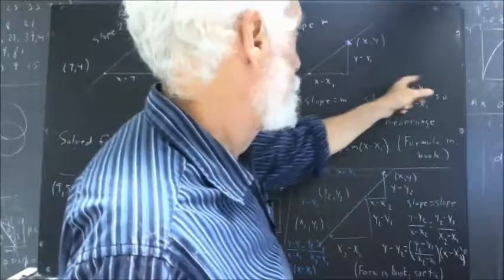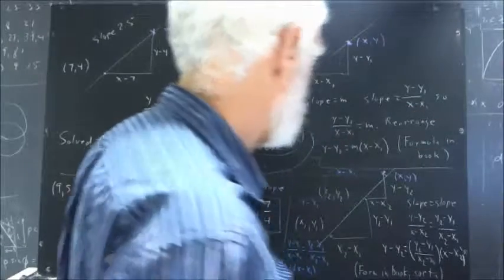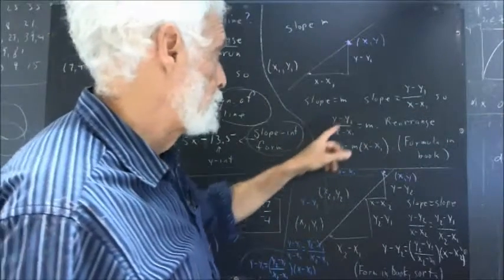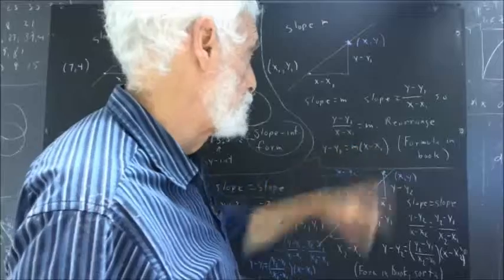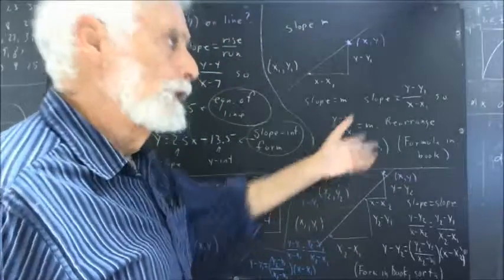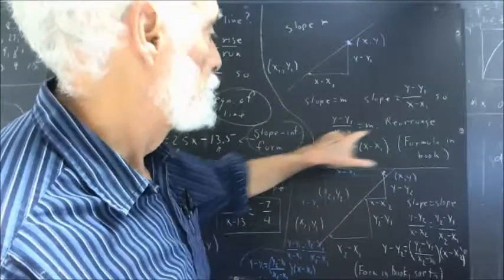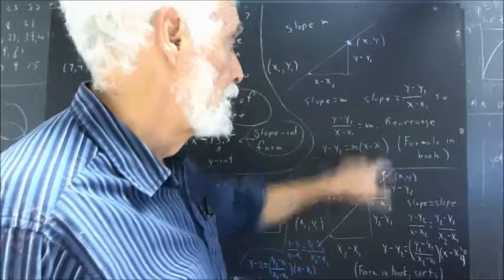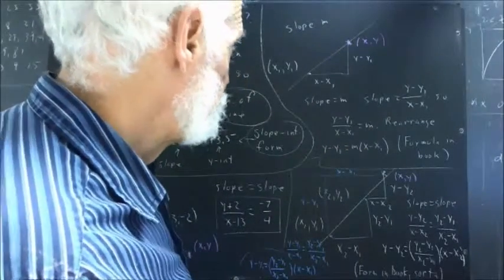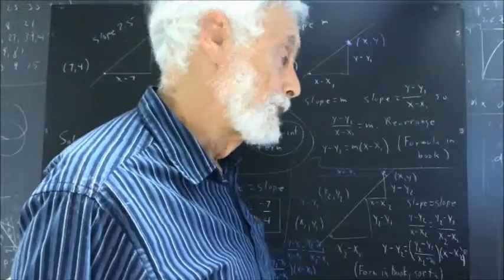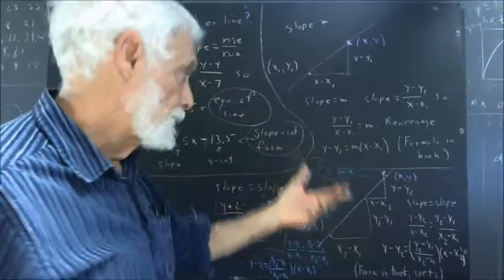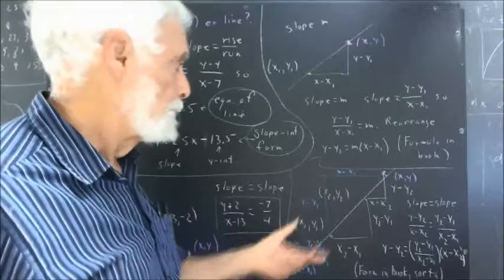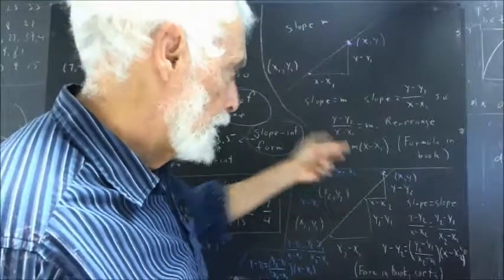Slope is m, slope is (y minus y1) over (x minus x1), so that (y minus y1) over (x minus x1) equals m. Now we rearrange this, multiplying both sides by x minus x1, and we get y minus y1 equals m times the quantity (x minus x1). And this is one of your formulas in the book. This is the formula for a straight line through point (x1, y1) having slope m.